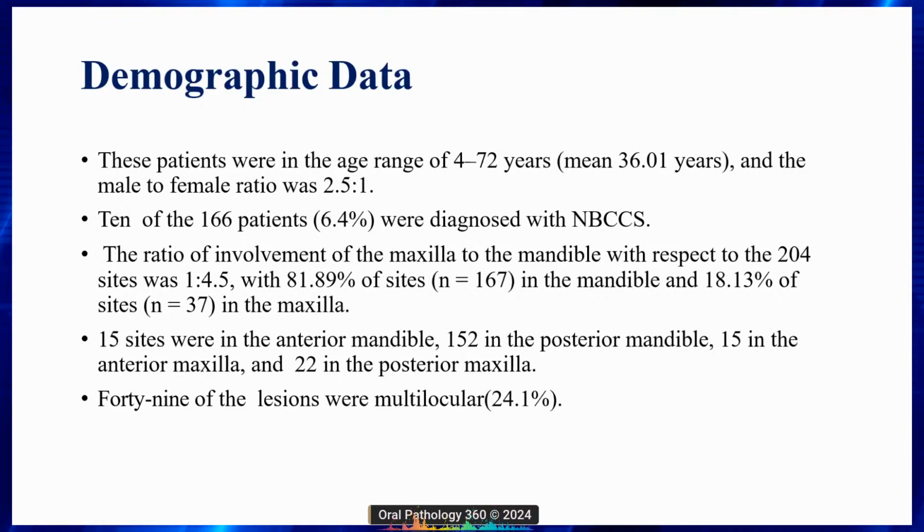10 of the 166 patients were diagnosed with nevoid basal cell carcinoma syndrome. The ratio of involvement of maxilla to mandible with respect to these sites was 1 to 4.5, which is also higher as compared to what is reported in literature. And of these sites, 167 were found in the mandible and 37 in the maxilla. Out of these, again, 15 were in the anterior mandible and 152 in the posterior mandible, 15 in the anterior and 22 in the posterior maxilla.